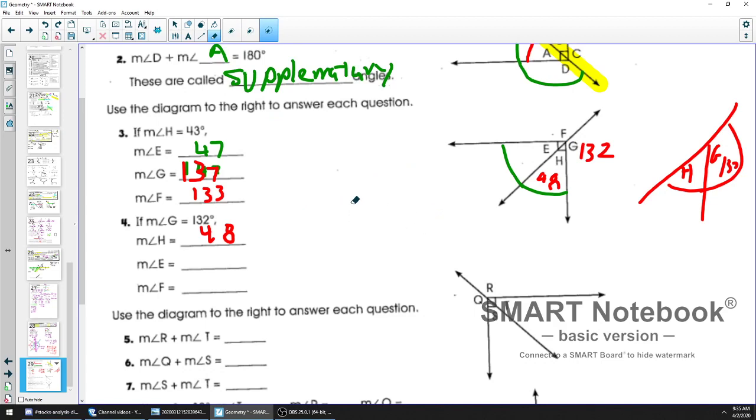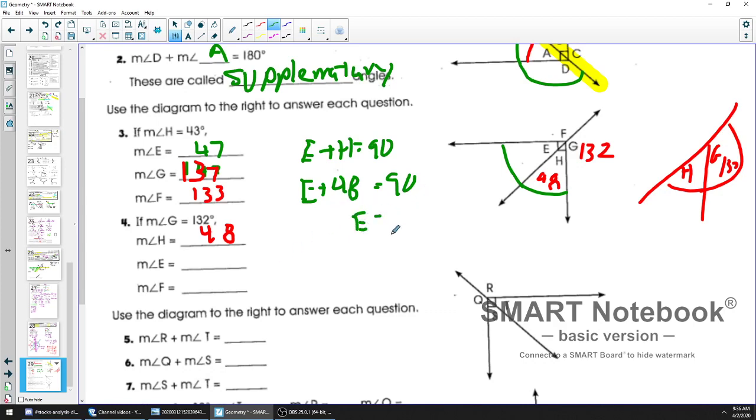So again, I'm thinking about a right angle. I have E plus H equals 90. I'm going to replace H with 48 because that's what I just solved. And how do I get rid of the 48? I'm going to subtract on both sides. So minus 48, minus 48, and you will get E equals 42.